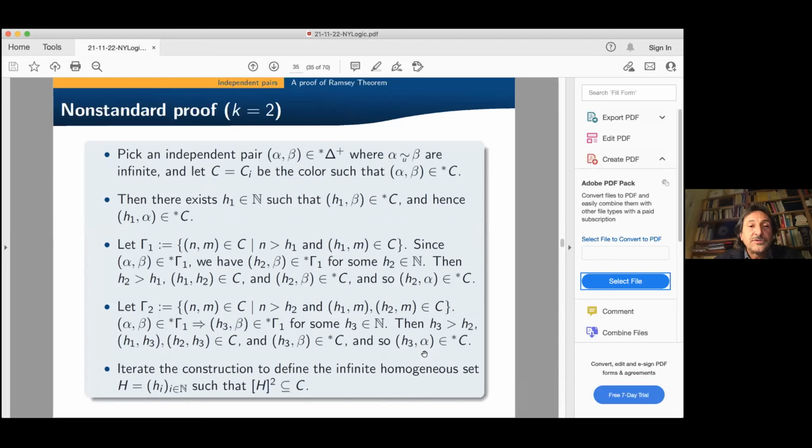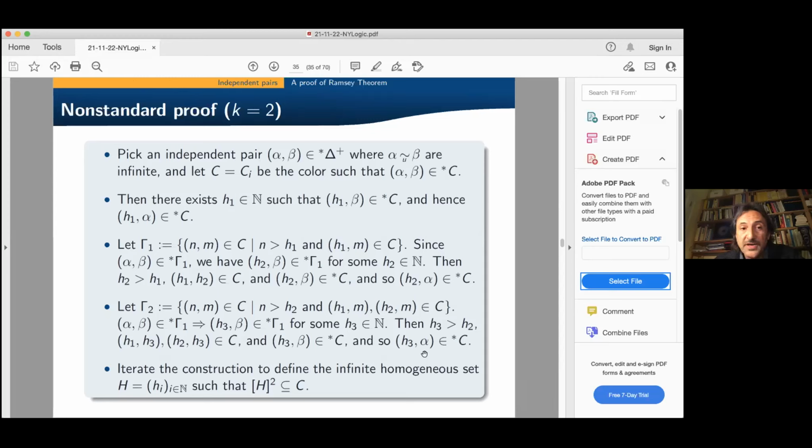And so this is the proof. We pick an independent pair. Of course, one can easily show that if alpha, beta is an independent pair, then alpha is less than beta. So they belong to the upper diagonal. And if you have a finite partition of the diagonal, then of course the pair must belong to one of the colors. So now we simply have to prove that if an independent pair belongs to some star C, then there is an infinite homogeneous set.